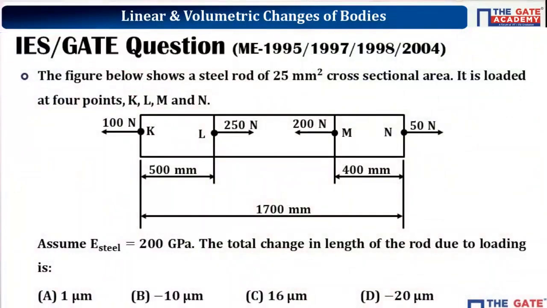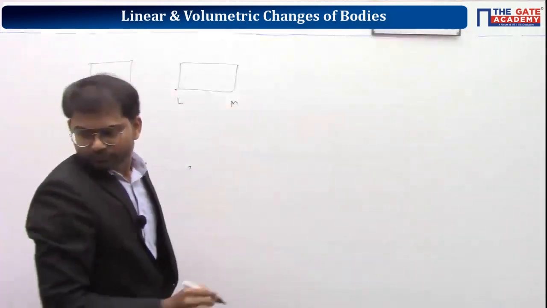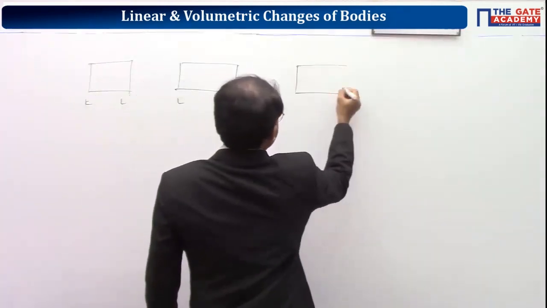The figure below shows a steel rod of 25 mm square cross-sectional area. It is loaded at 4 points K, L, M, N as shown in the figure. So we have to get total change in the length. So here if you separate each and every part, this is KL, this is LM, and this is MN.